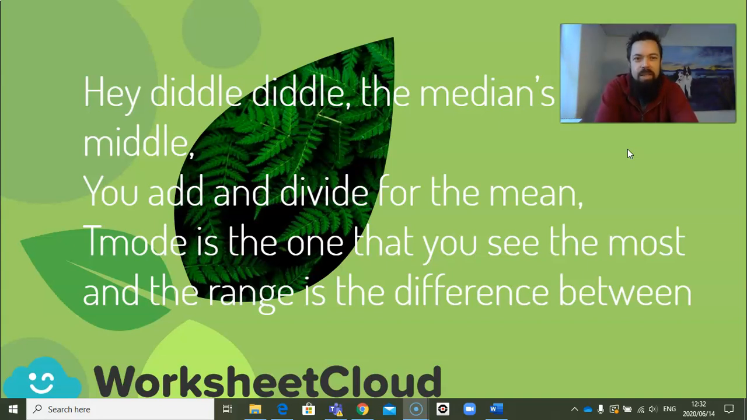Hey diddle diddle, the median's the middle, you add and divide for the mean. The mode is the one that you see the most, and the range is the difference between.